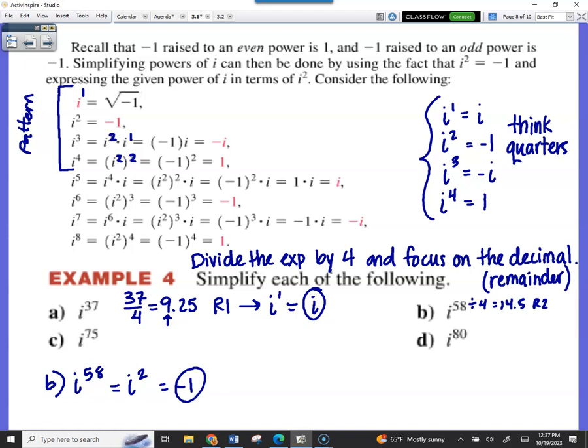Yes. So what? How many quarters would that be? 0. So i to the 0. And anything to the 0 power is 1. So i to the 0 is the same as i to the 4th. Yes. That's where the pattern starts repeating.